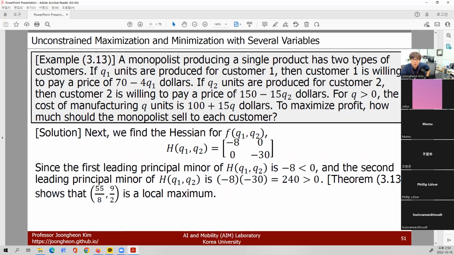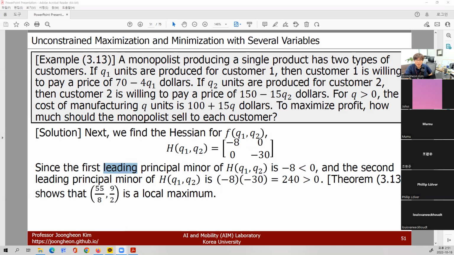Okay. So we now have a slide about what the leading principal minor is. Let me talk about this one. Leading principal minor. So here, when we have a Hessian matrix just like that, this is our Hessian matrix. What is the leading principal minor? The leading principal minor is our first one. So here, our leading principal minor is -8. Just take the first component and that's it. So it's very simple, right?